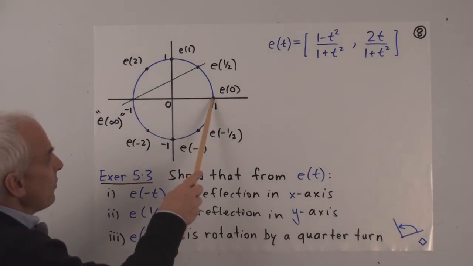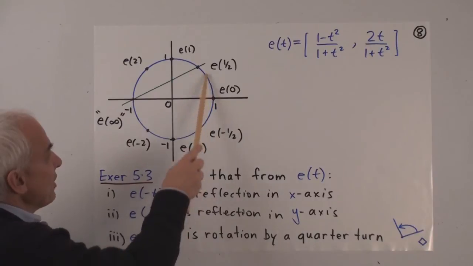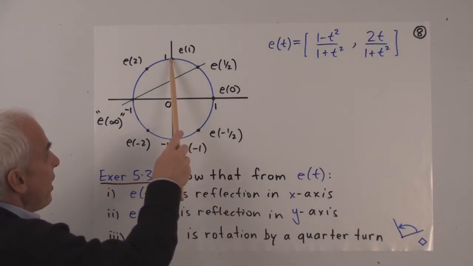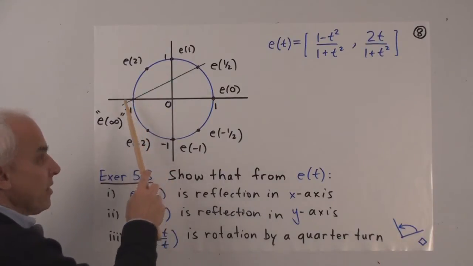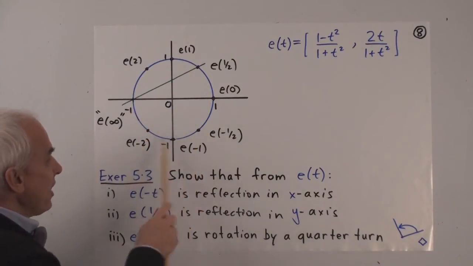So between 0 and 1, we're traversing this quarter of the circle, and then 1, 2, 3, 4, 5, 6, 7, 8, 9, a million, and so on in that direction. And here are all the negative numbers.